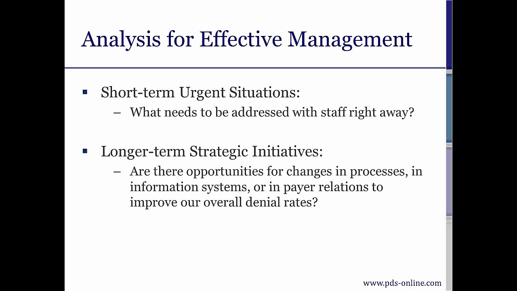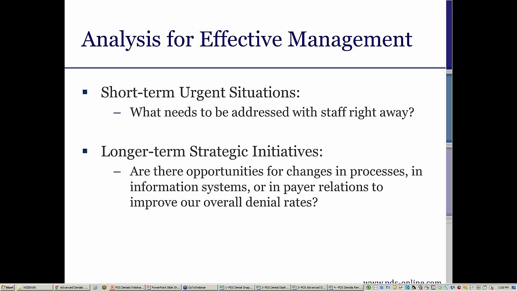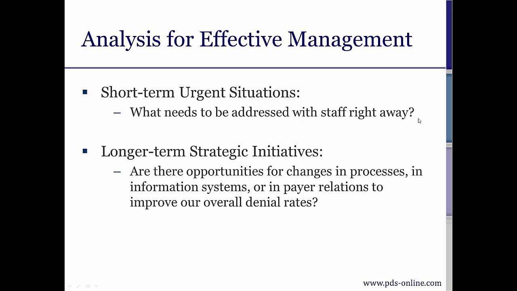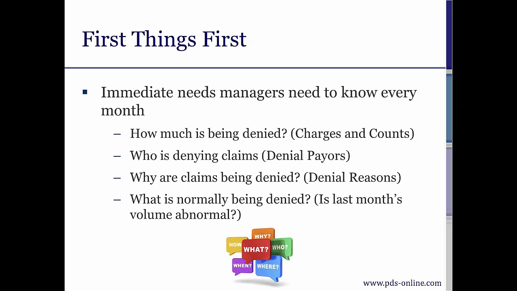The second scenario that's out there is what are some longer-term, maybe strategic initiatives that we can implement within our organization to drive down the denial rates as a whole? What are things that maybe we're doing that we can change? What are things that we can implement, technology or processes, which will make things better overall? And so looking at that, then we can better understand what we need to do first.